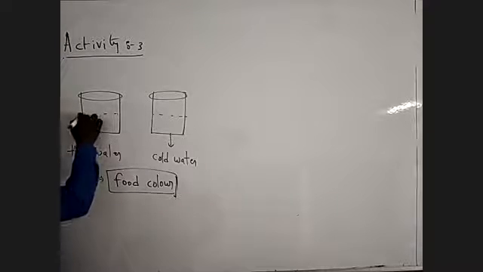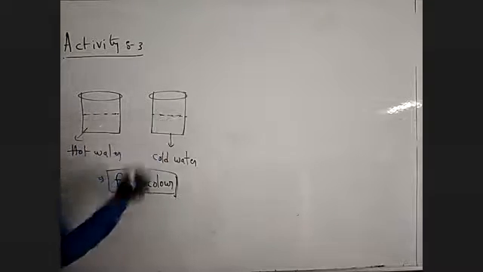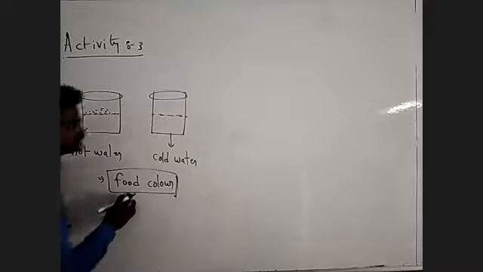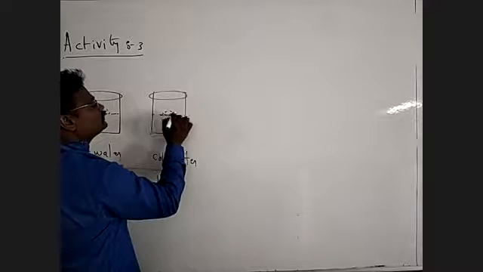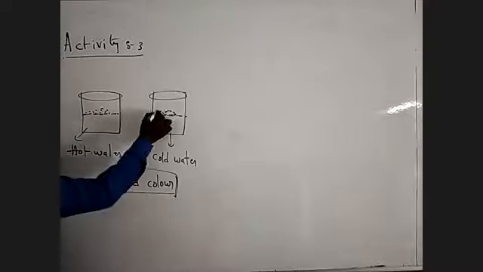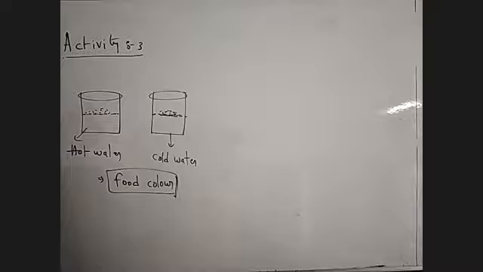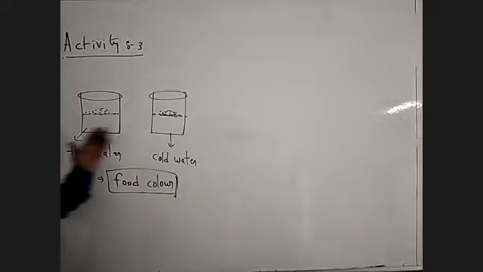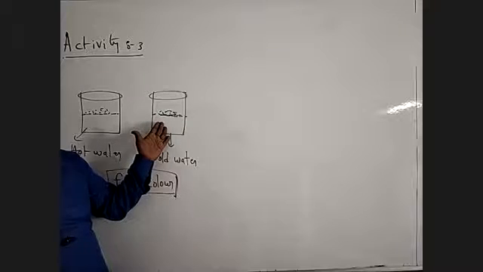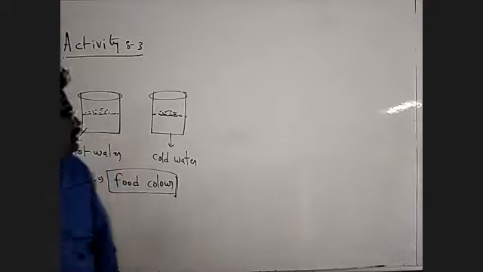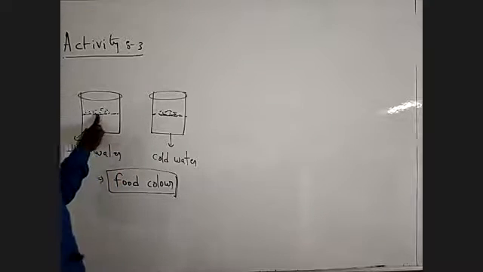Next, this food color is kept on the surface of the hot water, and this food color is kept on the top surface of the cool water. Now we have to observe the motion of the food colors on the surface of the hot water, and on the top surface of the cool water.